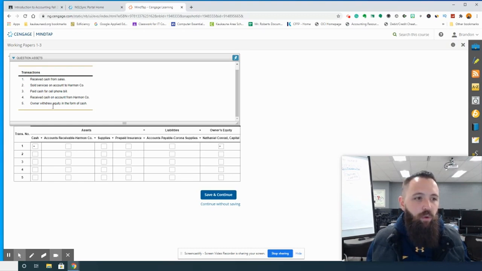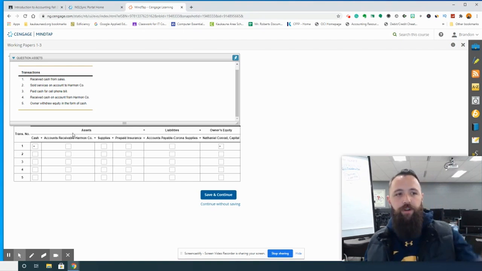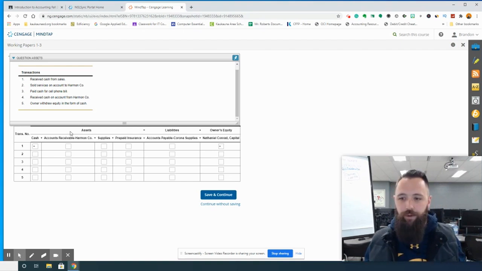So next we have sold services on account. Please remember, there's no cash affected here, okay, for transaction number 2. So nothing else should be affected. If it doesn't say cash here, right, cash isn't affected.